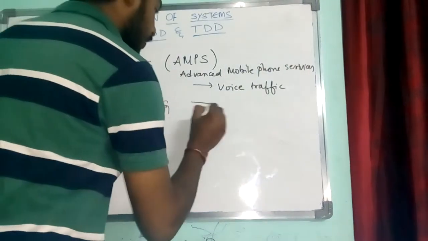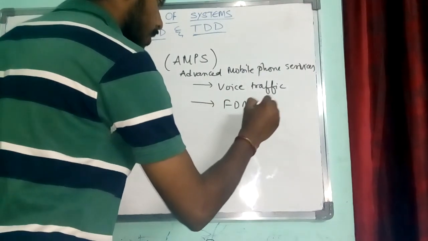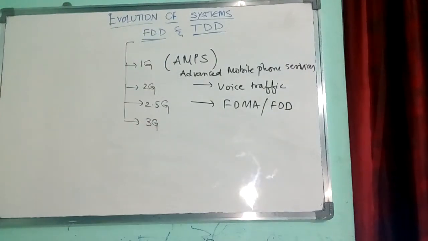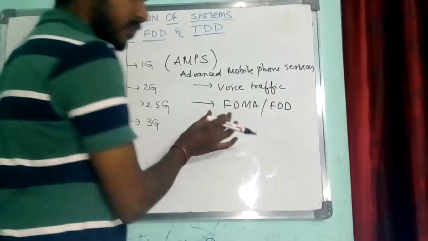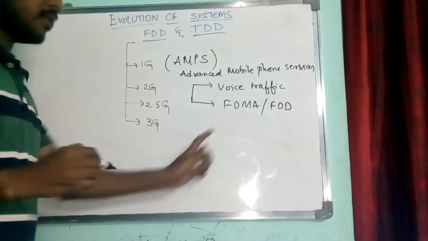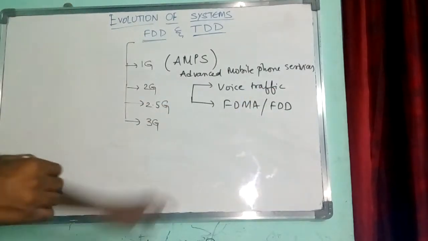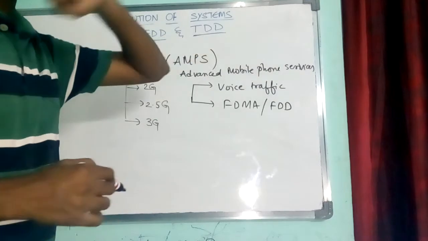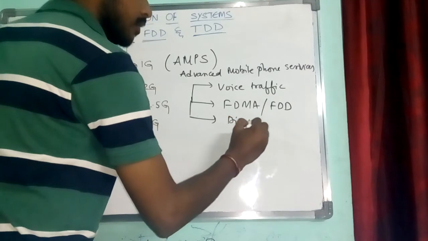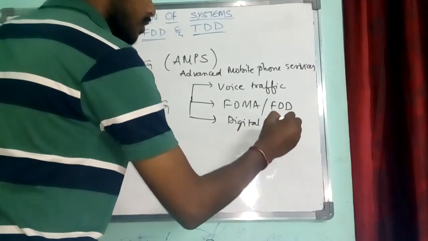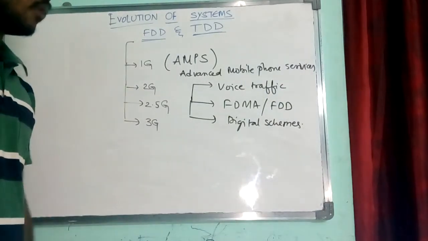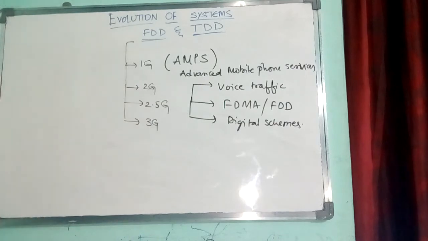The technique they used is FDMA by FDD. I'll tell you what FDD is and what the difference between FDMA and FDD is in a later part. So the technique they used is FDMA by FDD, and those were designed for voice traffic. They used basic digital schemes, not the advanced ones. Now this is about 1G, or Advanced Mobile Phone Services.